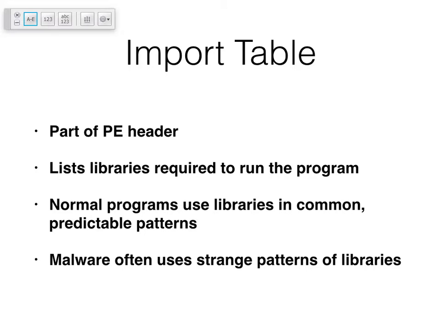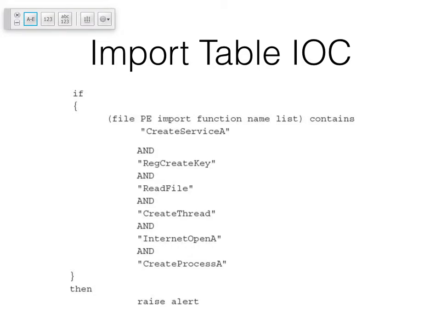So the import table is the part of the portable executable header that says what libraries it's using, and there may be unusual patterns of libraries. Like here's somebody who creates a service, creates a registry key, reads a file, opens the internet and creates a process. That's an unusual combination of things to have at the same time.